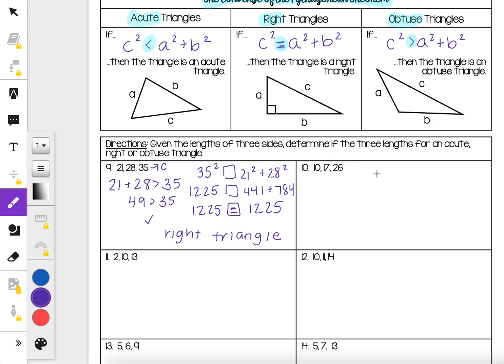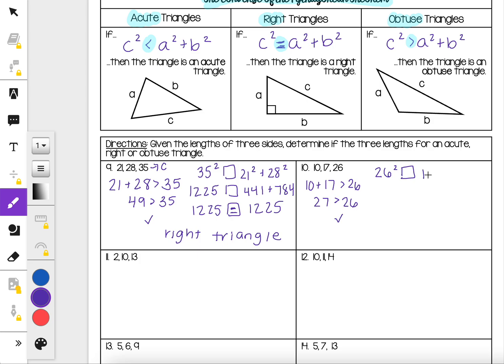Let's check number 10. Okay, so for number 10, I have my two smallest sides, 10 plus 17, and I want to make sure that's bigger than my third side. So 27 just makes it, that is greater than 26. So I know this forms a triangle. So I'm going to move on and check to see what type of triangle this makes.